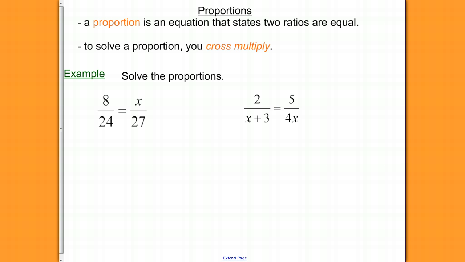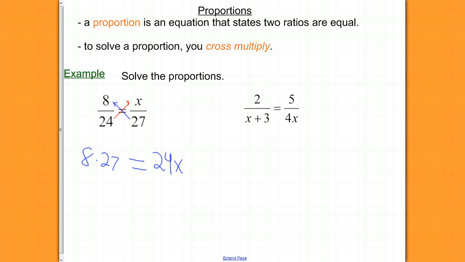So, cross multiplication: you're going to take one denominator, multiply it by the other numerator, take the other denominator, multiply it by the other numerator. So we got 8 times 27 to equal 24 times x. All right, that's the idea of cross multiplication. We had two fractions that were equal to each other, that was our proportion. To solve for the variable, it doesn't really matter where the variable is in this proportion, you just cross multiply. That will always work when you have a fraction equal to a fraction.